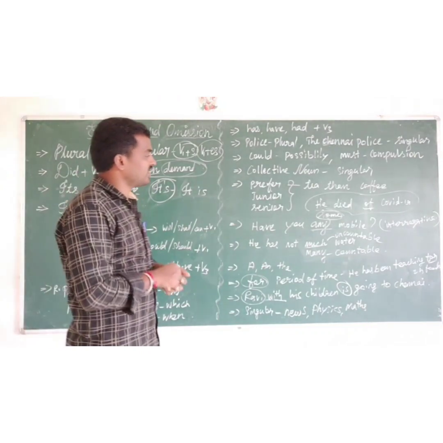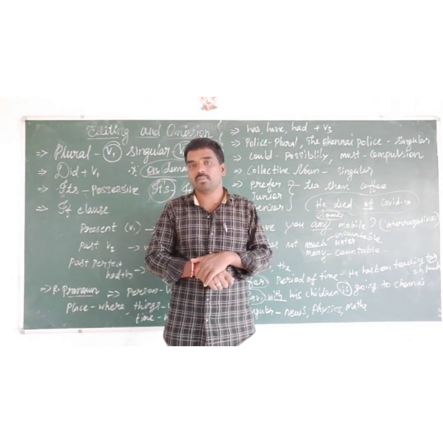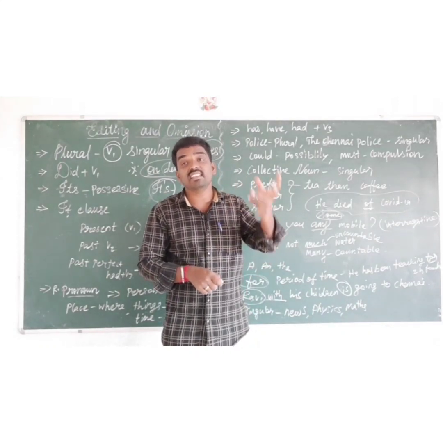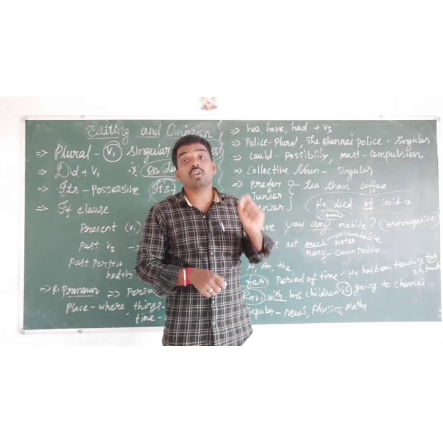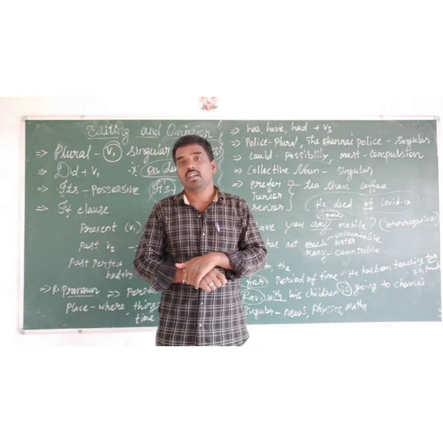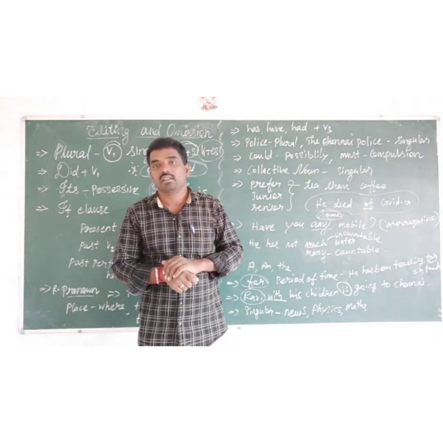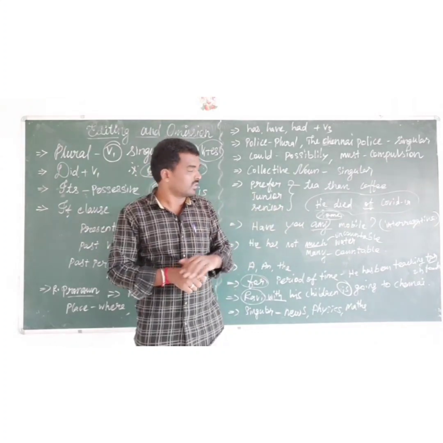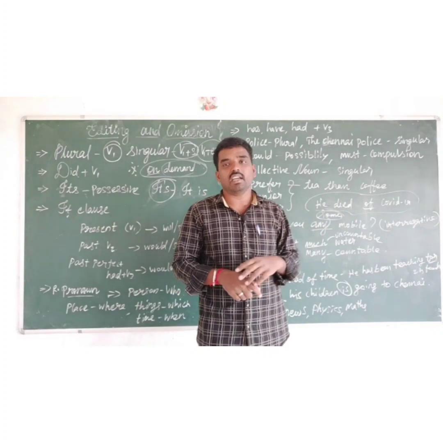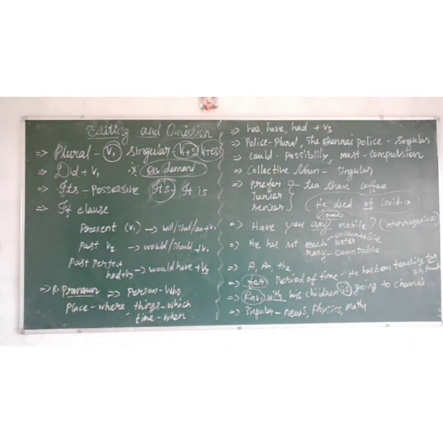Next, if a person died, because of which reason or disease, for that we use of. For example, he died of COVID-19, he died of corona, he died of typhoid, he died of influenza. So here we use of.